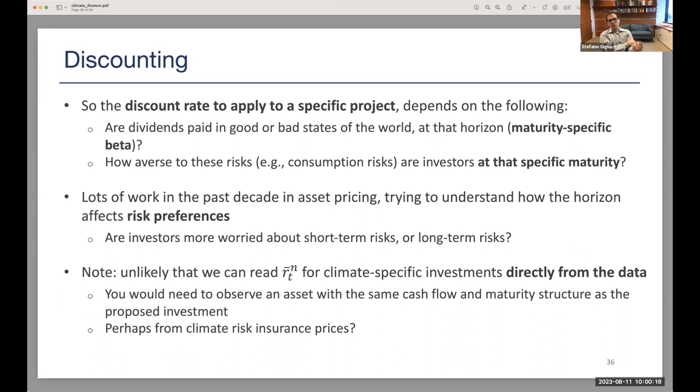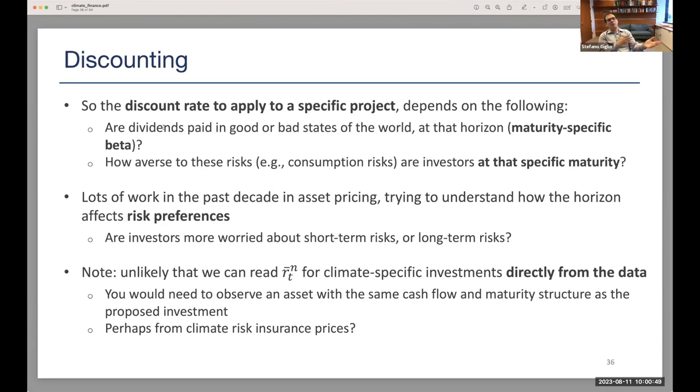The final point that I think is very important is that I don't think we have much hope of being able to directly read climate-specific mitigation investment discount rates from the data, right? Maybe at some point we're going to have enough data that we observe about actual investment in climate mitigation. We can say, look, if I want to do a new investment, I can take the same discount rate that investors have applied to that existing investment. Kind of like how many firms do valuation, right?